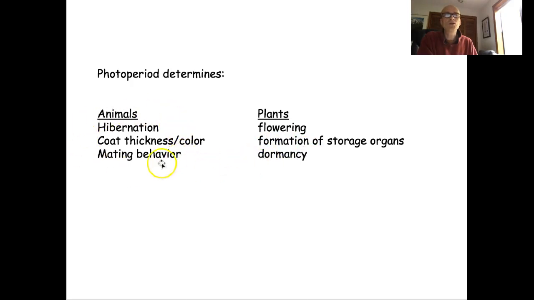And in contrast, in animals, hibernation, so when it's time to go to sleep over the winter, the thickness of the coat or the color, for example, white coats in the winter, mottled or brown coats in the summer, and mating behavior are all photoperiodic events.